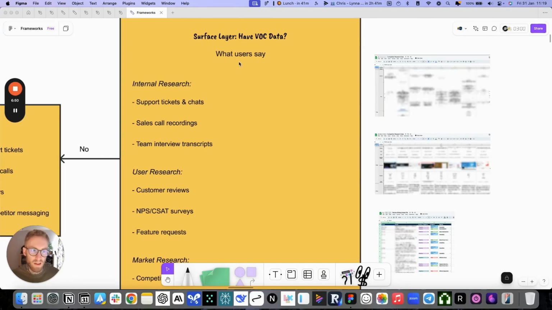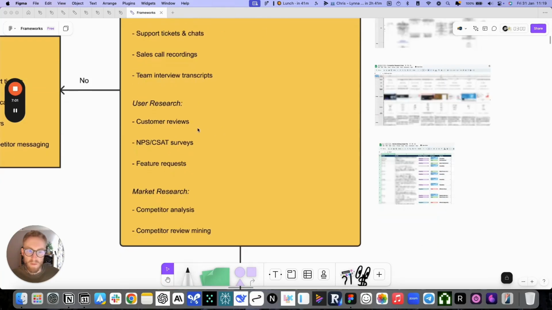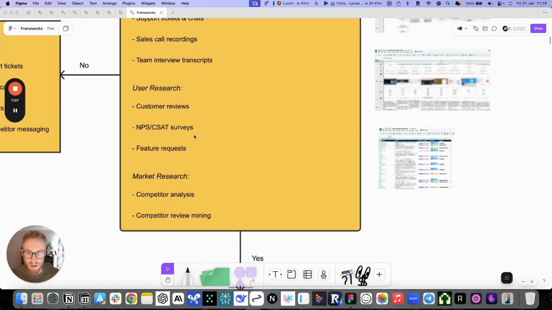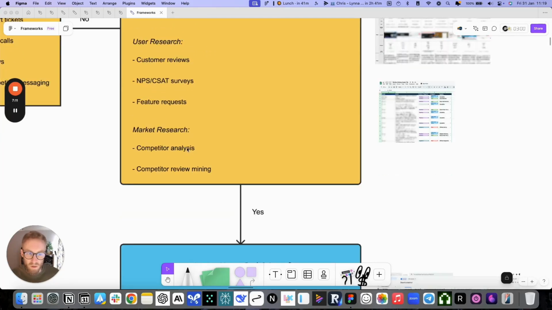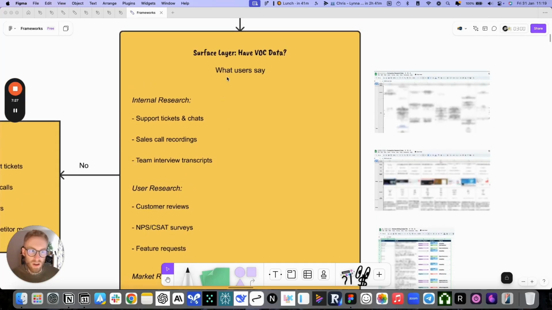For this specific layer, the surface layer, internal research can look like support tickets and chats, sales call recordings, team interview transcripts. User research, which is basically the prospect and customer side, could be customer reviews, NPS surveys, feature requests. And market research could be competitor analysis, competitor review mining, right? So looking at reviews for competitors. This is typically research that most companies already have or have access to, which is typically what I find. So this is the surface layer that tells you what users say. And I say users just to include both prospect and customer side.